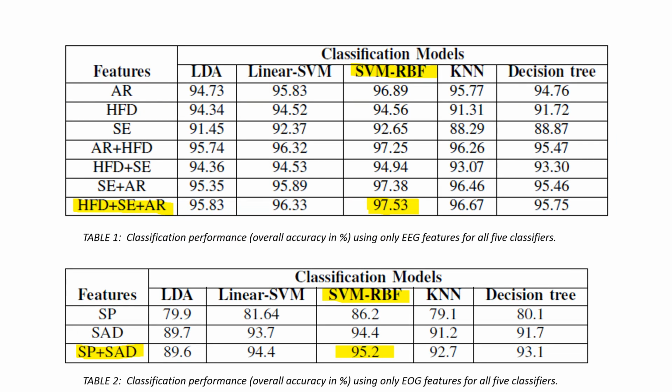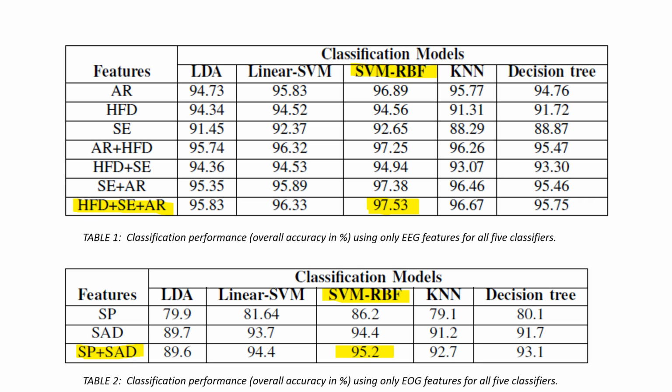Now here we have tabulated the performance of all the features with respect to the different classifiers that we have considered. And I have highlighted the performance which is maximum. So here we can see that SVM-RBF kernel is providing the maximum classification accuracy corresponding to all the three EEG features combined together. So we can say that if we consider only a single feature, the best feature is AR. As we can see, it is providing 96.89% when we consider SVM-RBF kernel. And then finally, all the three EEG features combined together provide the highest classification accuracy of around 97.5%.